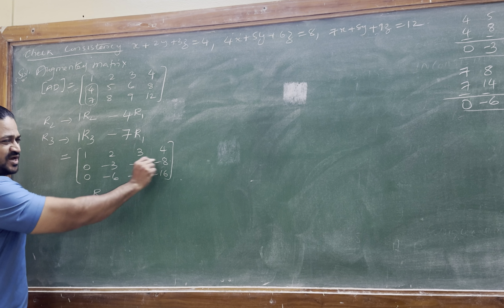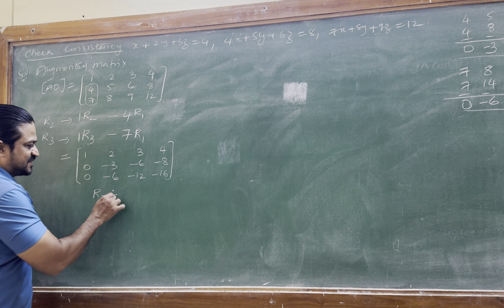I am not doing anything for this. R3 I am dividing by minus 2. See, R3 I am dividing by minus 2 means this thing we are doing. By 2, by minus 2. Sorry. So what we will get? 0 by anything is 0. Both minus sign cancelled. 0 3 6 8.